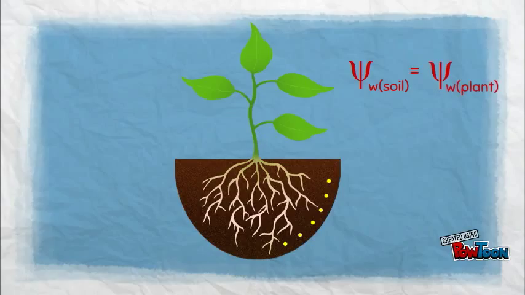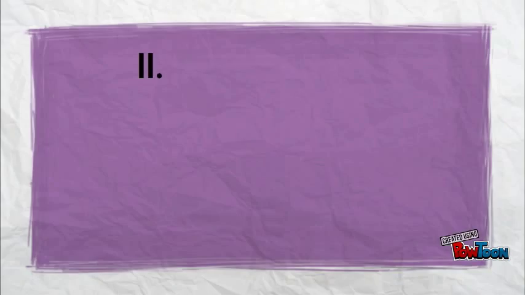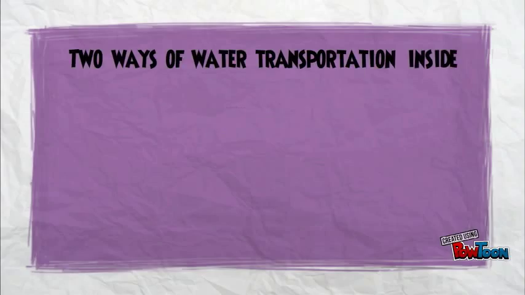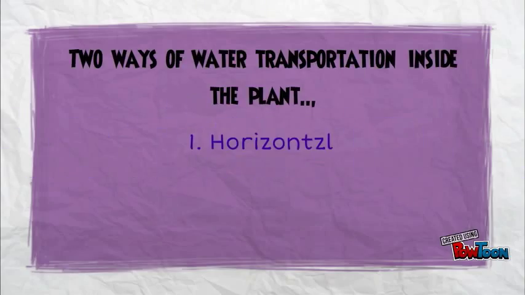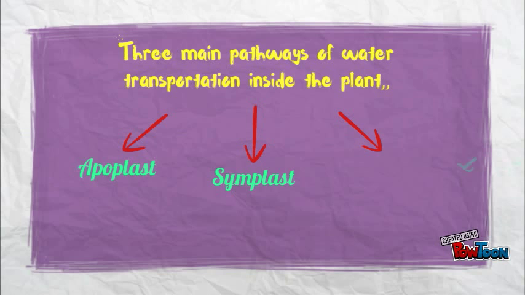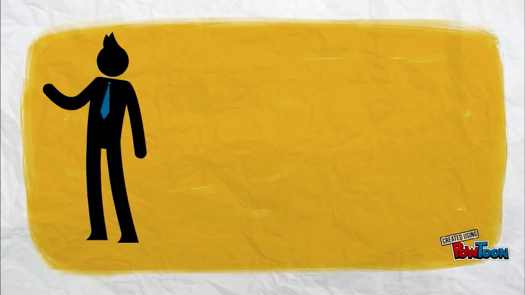There are two ways of plant water transportation inside the plant: 1. Horizontal transportation, 2. Vertical transportation. There are three main pathways of water transportation inside the plant: 1. Apoplast pathway, 2. Symplast pathway, 3. Transmembrane pathway. Apoplast pathway: this is the free diffusional space outside the plasma membrane of the plant cells.